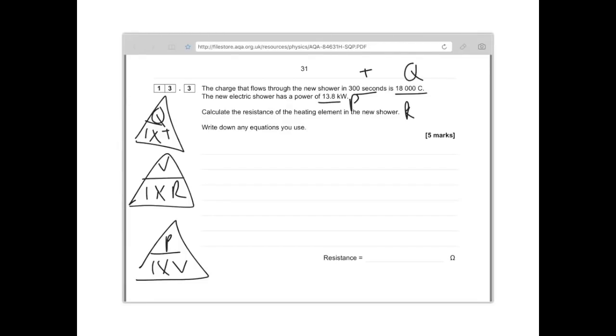So the way you're going to do this, because this is fundamentally the equation we're trying to get to, the one which will enable us to calculate resistance, because that's what they've asked us to find. But unfortunately for us, we don't have either a V or an I, so we're going to use these other equations to find those values. So starting with Q equals IT to help us find current, substituting the values we've been given. So the charge is 18,000 equals I, which we're after, times T, which we were told is 300. So do 18,000 divided by 300 to get 60 amps as our answer for the current.